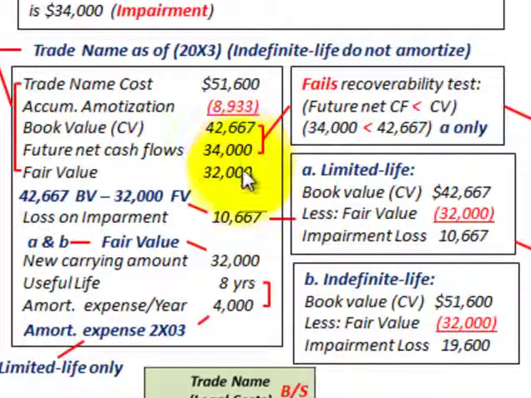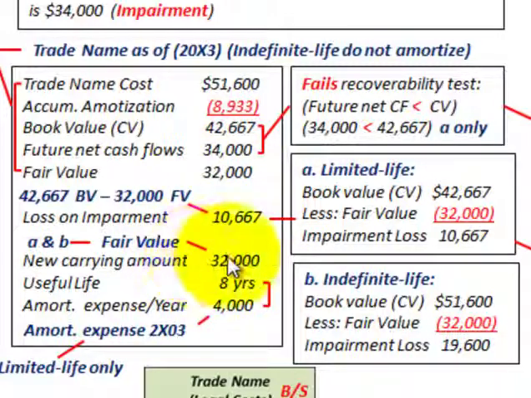So again, going back to our calculations, loss on impairment is the book value minus its fair value, and for the limited life it's $10,667. Remember, the loss for the indefinite life would be $19,600. But in either case, for both the limited life and the indefinite life, we have a new carrying amount of $32,000. Now that's equal to its fair value.